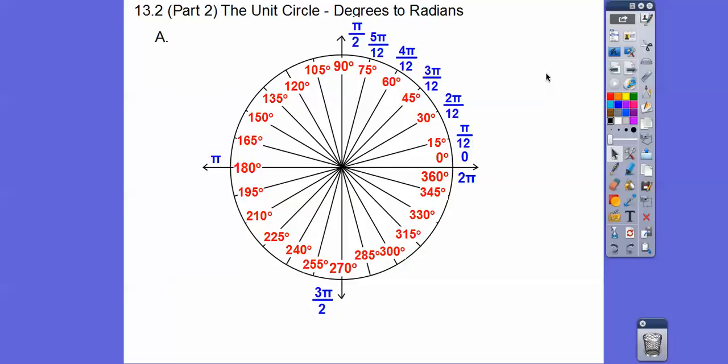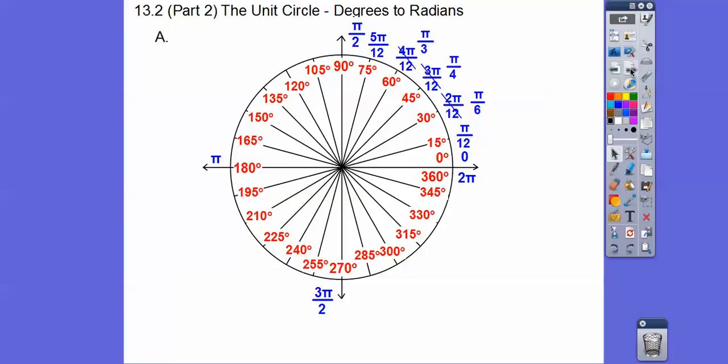So that would be 2 pi over 12, 3 pi over 12, 4 pi over 12, 5 pi over 12. See how this is 6 pi over 12, which reduces to pi over 2. Let's reduce this one. 4 goes in here once and here 3 times. 3 goes in here once and here 4 times. And then this is going to be pi over 6.